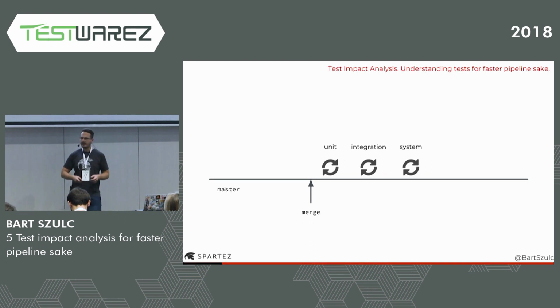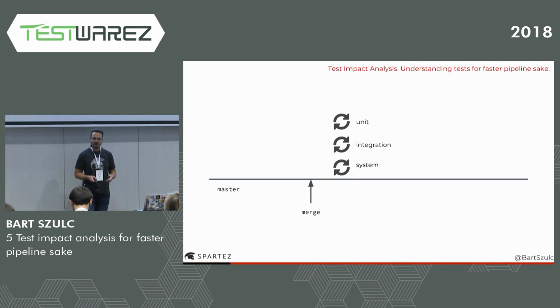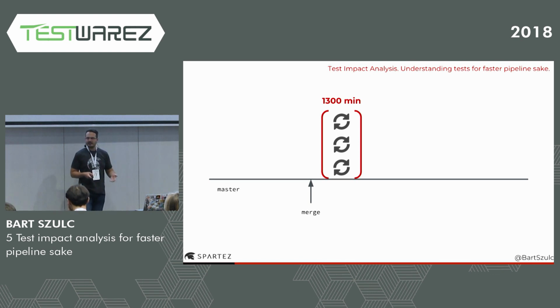Of course, we don't run them in sequence. Instead, we parallelize them, because if we ran them in sequence, we would need 2,000 minutes to run all the tests for every single change. So we run every single type in parallel. And this helps us save 700 minutes, because now we are limited only by system tests, because they take 1,300 minutes to run. So this is the type of test that takes the most time to run.